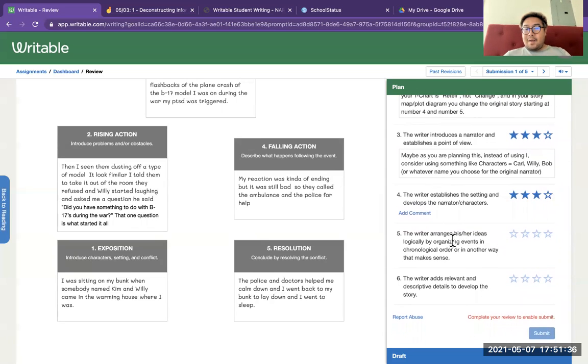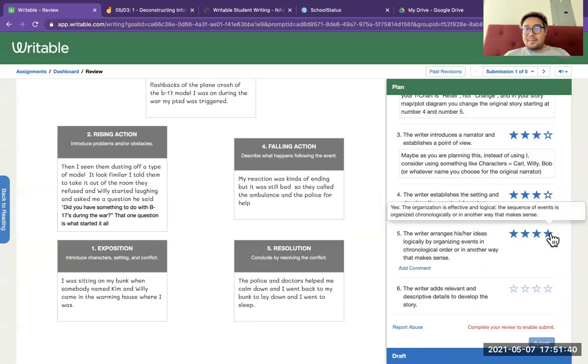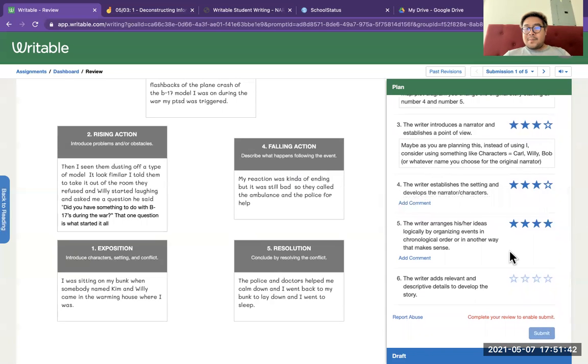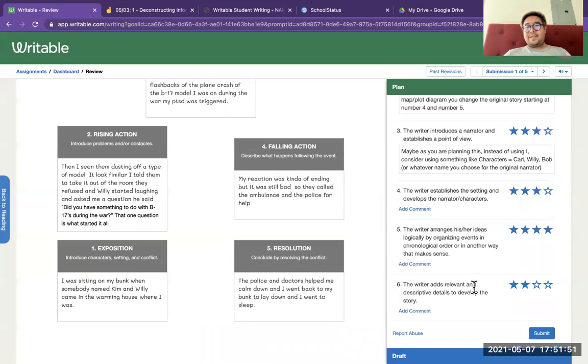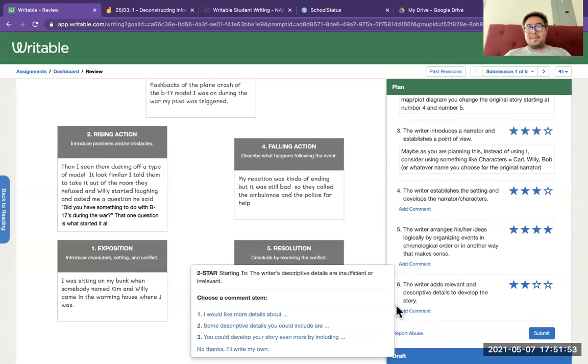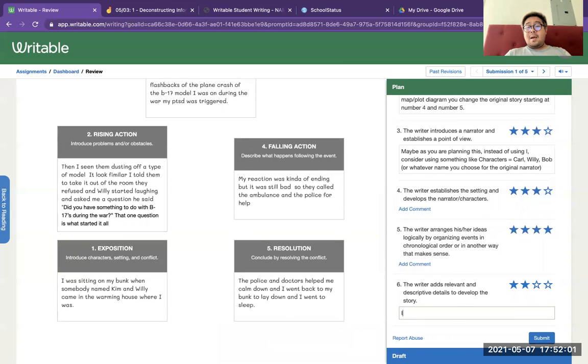Okay, number 5, the writer organizes. Yes, that's fine. The writer adds relevant and descriptive details to develop the story. Again, this is just your plan, so you're not going to have all these descriptive details. But I will say, once I move this thing that you can't see, I'm going to say here, I love the fact that you included a quote.